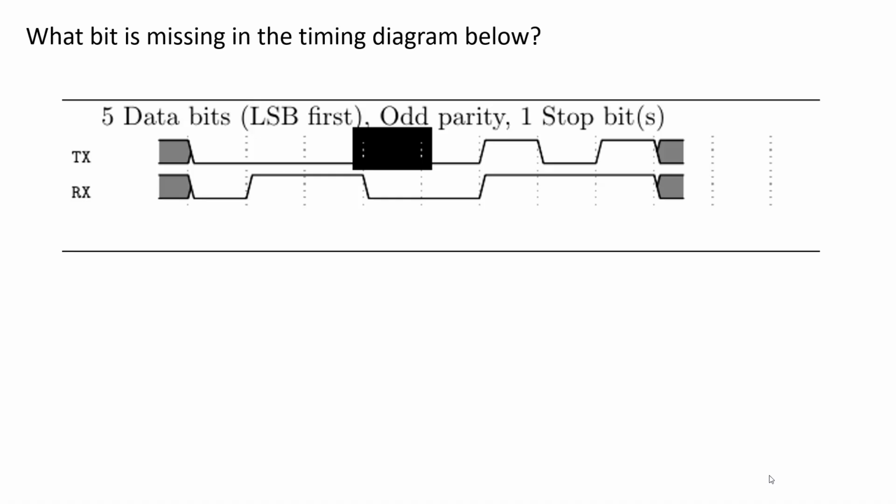What bit is missing in the timing diagram below? This is a UART with 5 data bits, least significant bit first, odd parity, 1 stop bit. There's only 1 missing bit, so the question must be talking about the transmit side. The first bit is the start, that's not counted. The last bit is the stop, that's not counted, and there's 1 stop bit. So we're counting 1 bits. There's only 1 bit, right? And the parity is odd, and 1 is already an odd number, so that missing bit must be a 0.